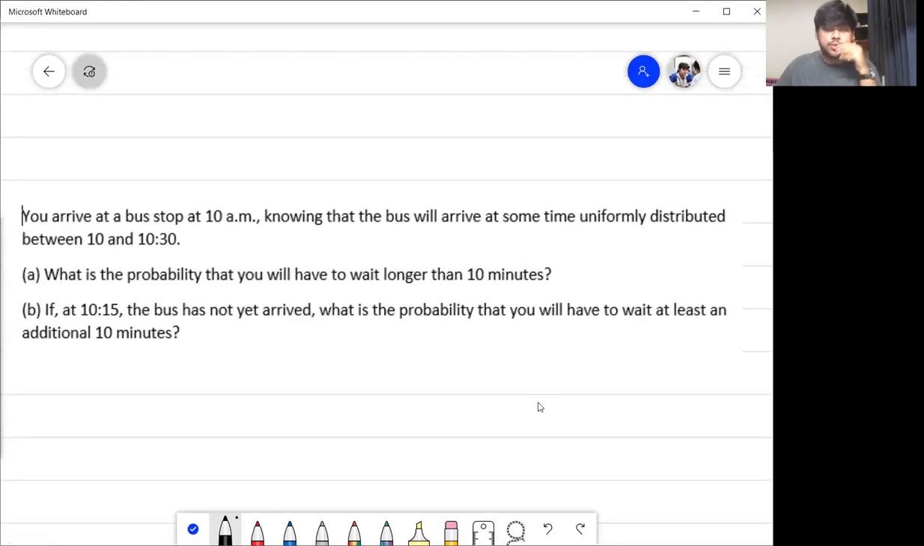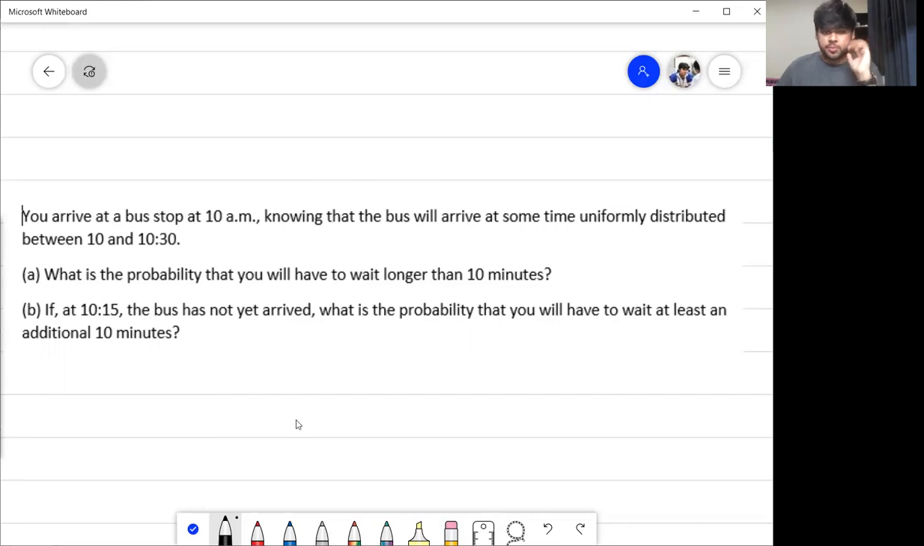So the next question is, you arrive at a bus stop at 10 a.m., knowing that the bus will arrive at some time uniformly distributed between 10 and 10:30. What is the probability that you will have to wait more than 10 minutes? Okay, so this is the question where I was talking before regarding units. We have to be very careful regarding what units we're using because there's a chance that you might make an error, since the values will differ because of it.